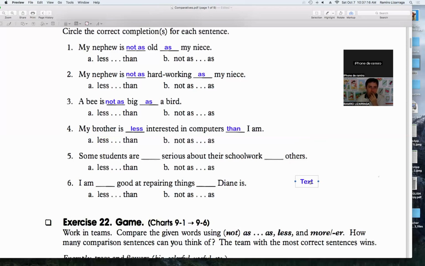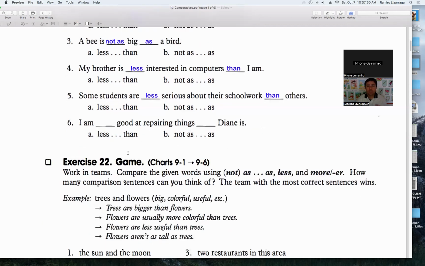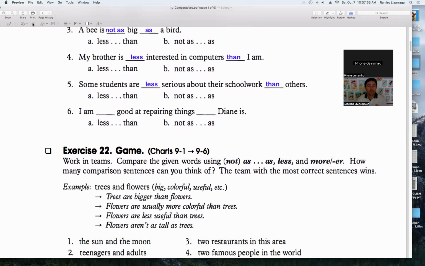Some students are what? Less than. Yes. Less what? Less serious. Read the whole sentence. I want to hear your reading. Some students are less serious about their schoolwork than others. Okay, so some students are less serious about their schoolwork than others. Very good. Less serious. And the last one, Anielin, do the last one also.